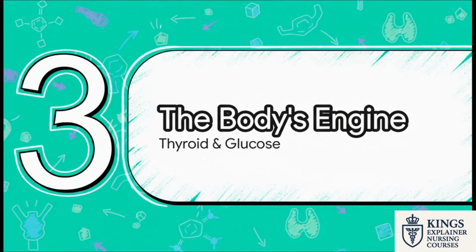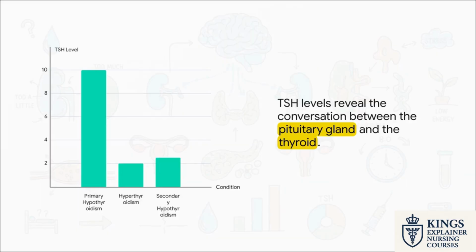Okay, let's shift gears a bit and tackle two other huge areas. The thyroid, which is basically our body's metabolic engine, and glucose regulation, which controls our main source of fuel. A TSH, or thyroid-stimulating hormone, level is usually the very first test they'll order, and it perfectly shows that feedback loop we were talking about.